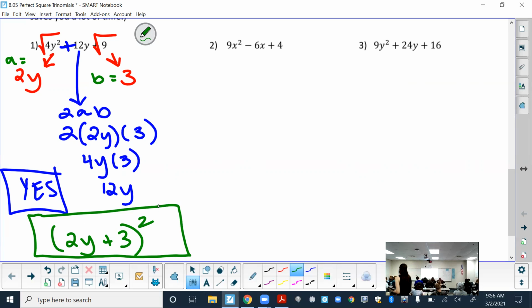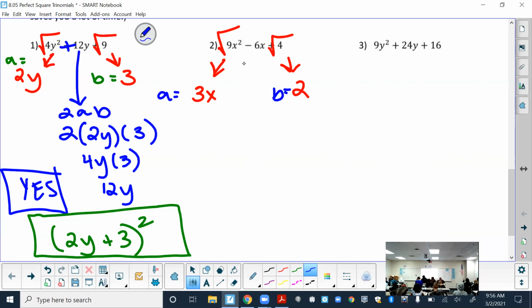Questions? All right, so you really could do just slide and divide, but a big part of this is just identifying whether or not it's a perfect square trinomial. All right, so let's look at number 2. First step is to take the square root of the first term and the last term. What's the square root of 9x squared? Good, and the square root of 4? Good. So this is my a, this is my b.